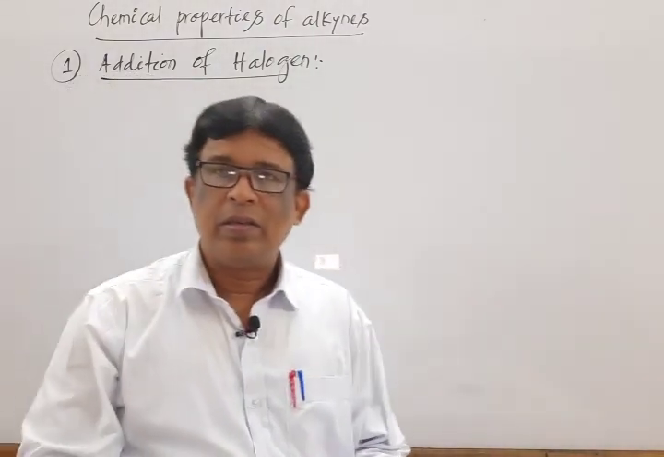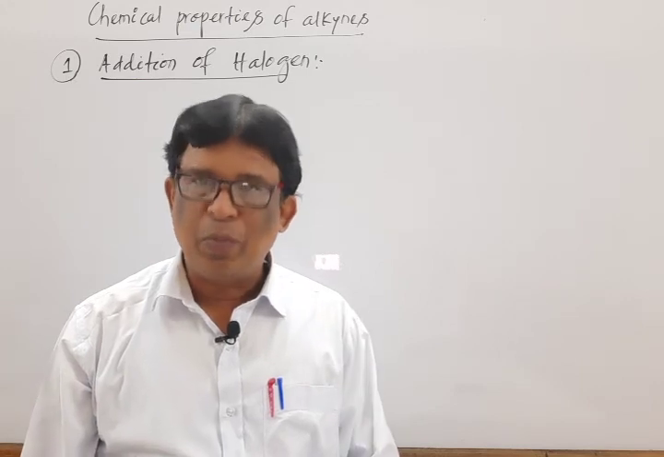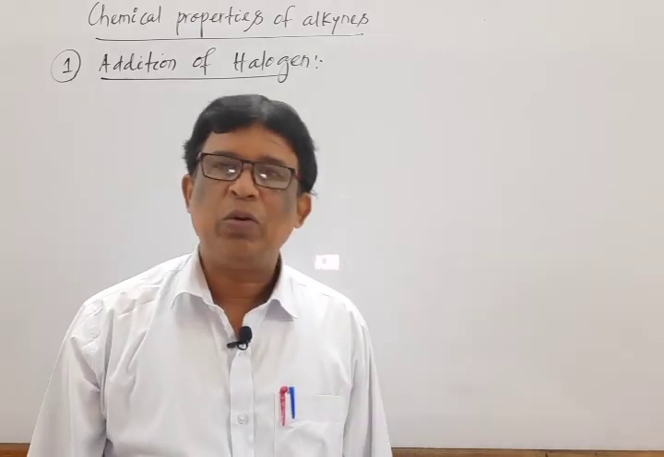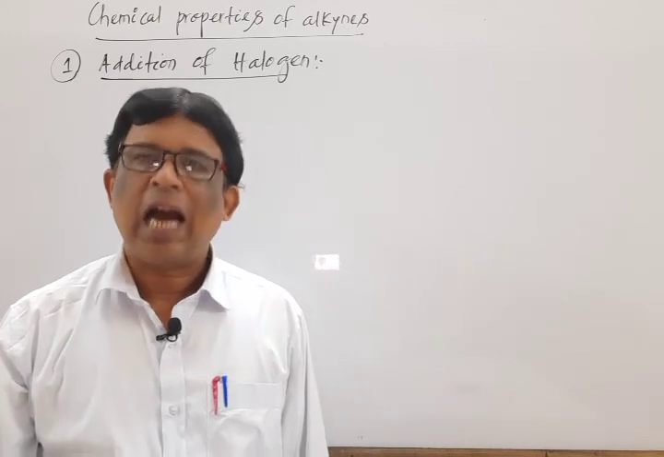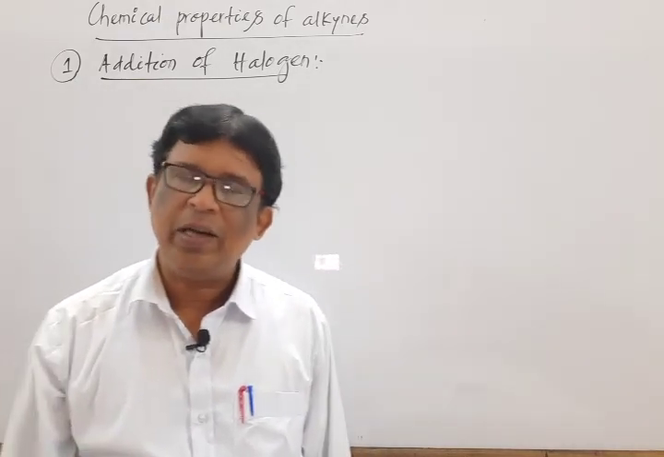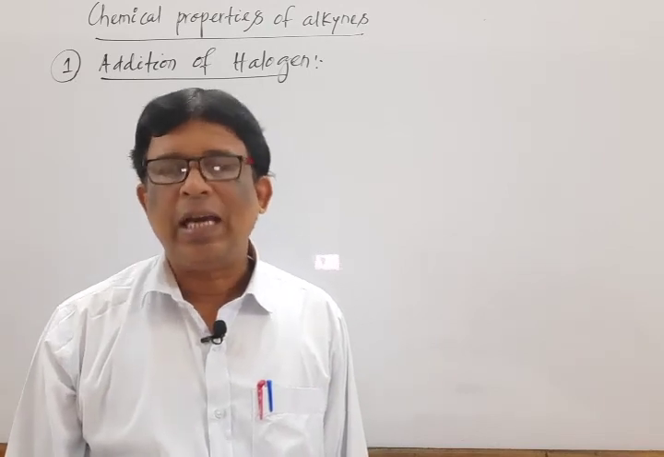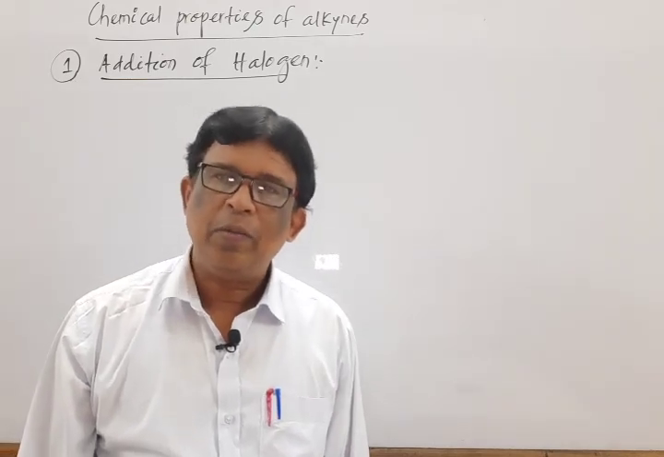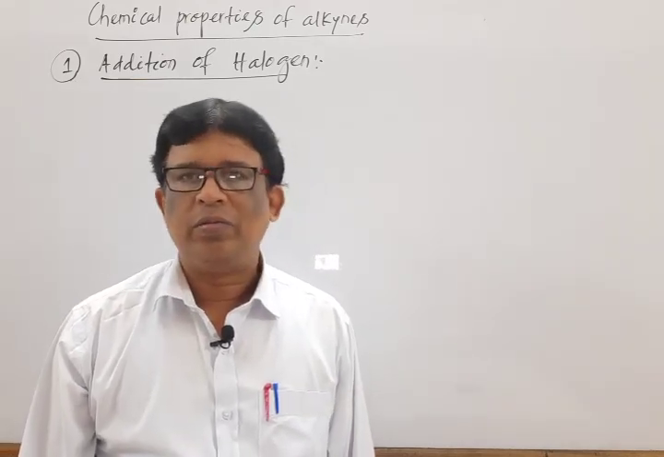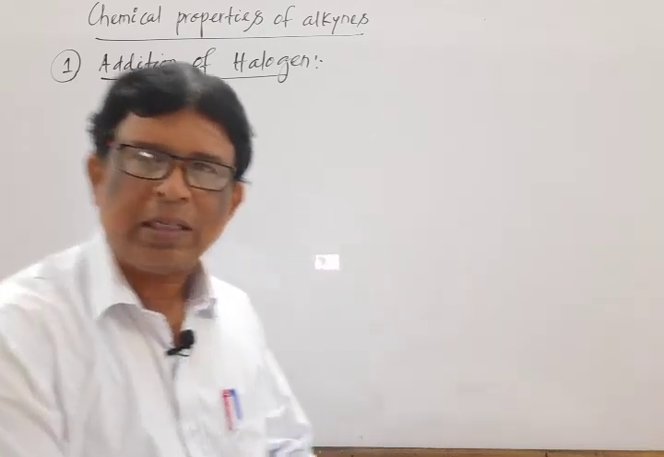First we discuss, then we write. Mark that. When halogen, chlorine or bromine, is added to alkyne in presence of CCl4, carbon tetrachloride, as a solvent, in the first step it forms 1,2-dihaloalkene. Again, in the final step, it forms 1,1,2,2-tetrahaloalkane. Mark that equation first, then we write.